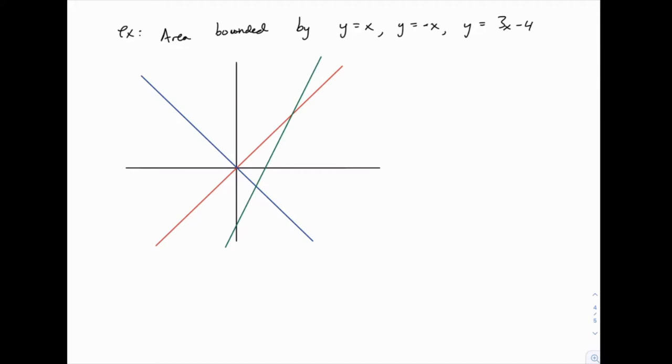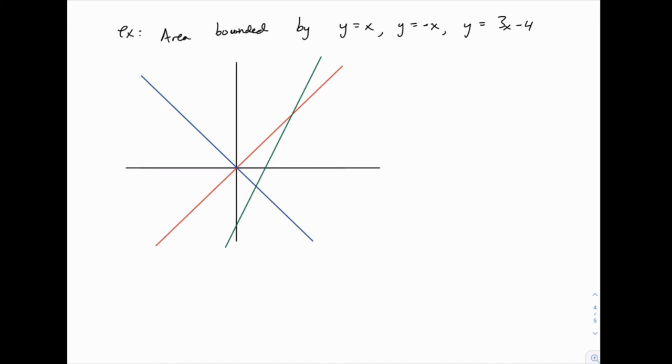Let's find the area bounded by y equals x, y equals negative x, and y equals 3x minus 4. Here we've got three functions, three straight lines bounding an area. But really, it's going to look a lot like the other ones we've done. We just have to figure out how to set up the problem. It's a little bit tricky the first time you see it, but once you see it, it's not that complicated.